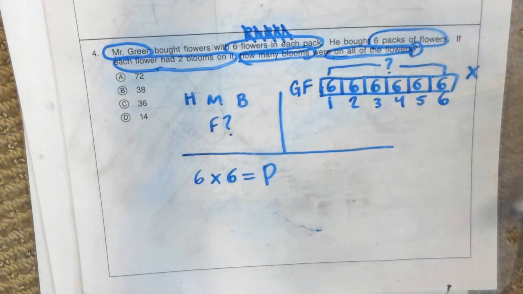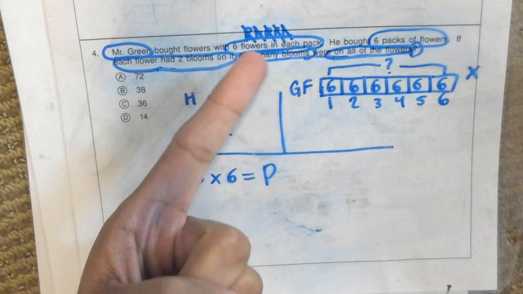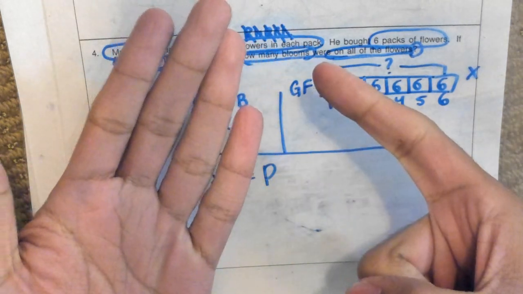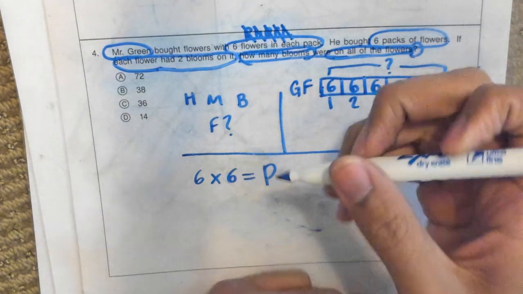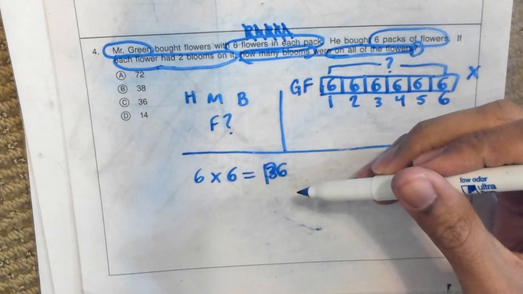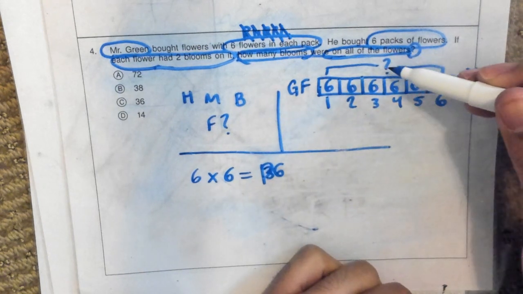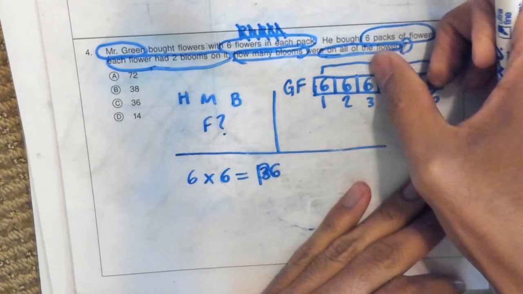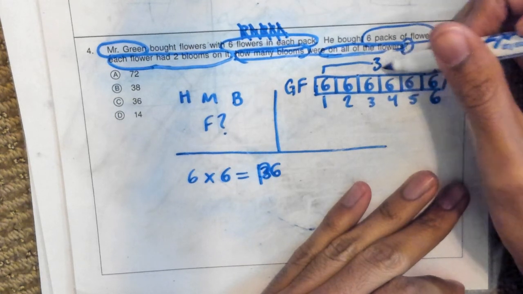So now that we have that, because these are small numbers, we can go ahead and sing the 6 song. 6, 12, 18, 24, 30, 36. So that means that our product is 36. And that 36 needs to go as our total number of flowers, where the question mark is. So let's write in 36.